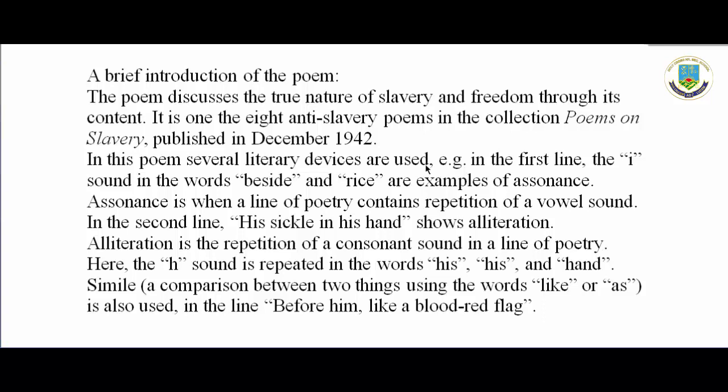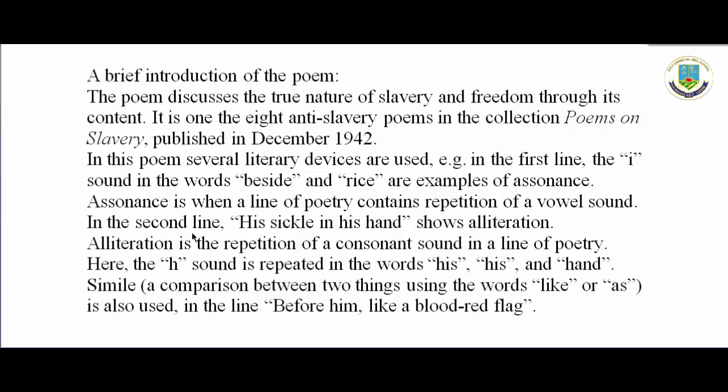If you look at the poem, in the first line the vowel sound I, in words like besides and rise, are examples of assonance. Assonance, my dear students, is when a line of poetry contains repetition of vowel sounds. We have a repetition of it in the first line itself: Besides the ungathered rice he lay. This is an example of assonance.